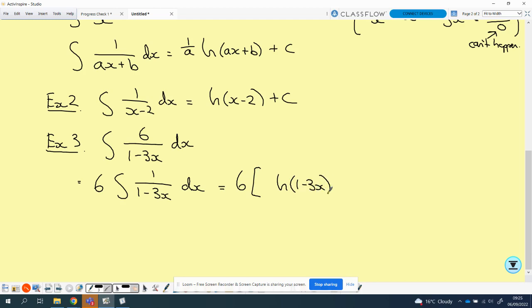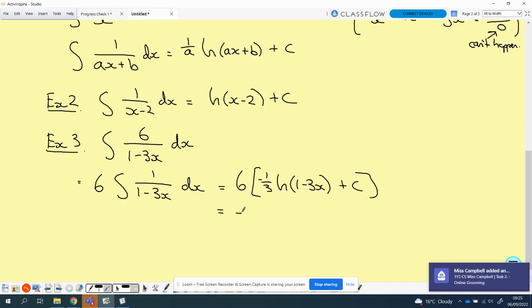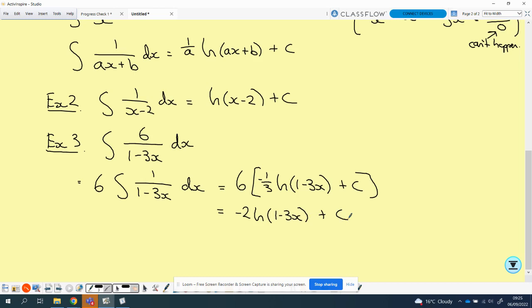If I differentiate the bracket, I get negative 3, so I get negative a third divided by negative 3, negative a third, plus c. Okay, now c is just a constant anyway, so if I do 6 times negative a third, that gives me negative 2 log 1 minus 3x close bracket plus c.